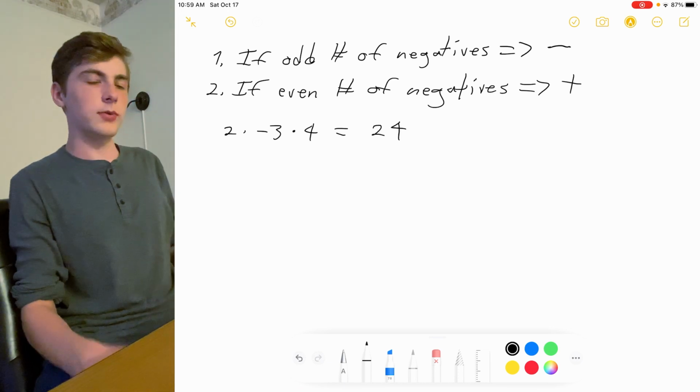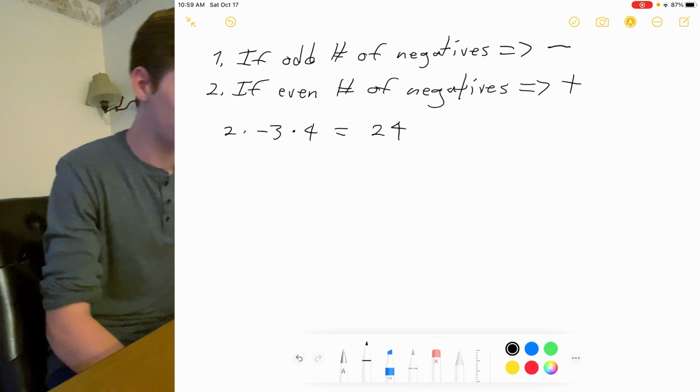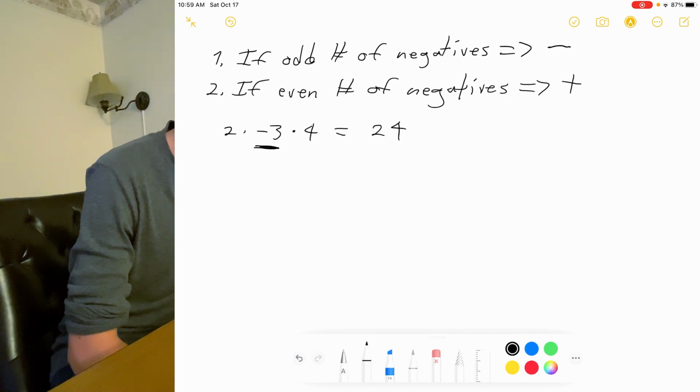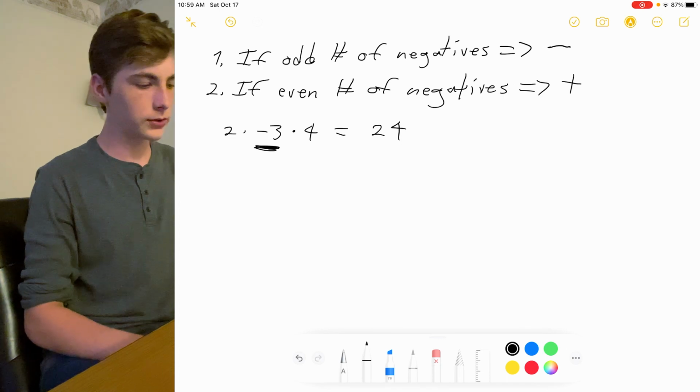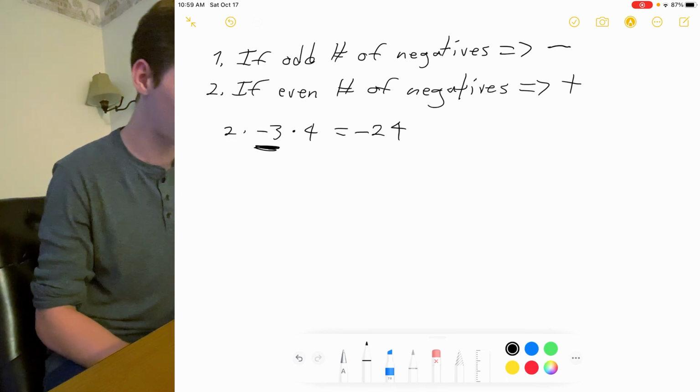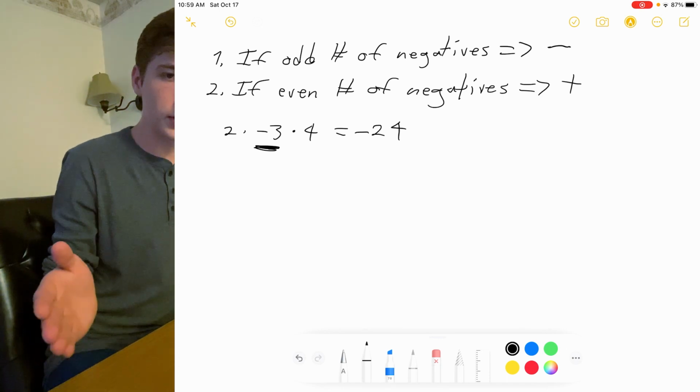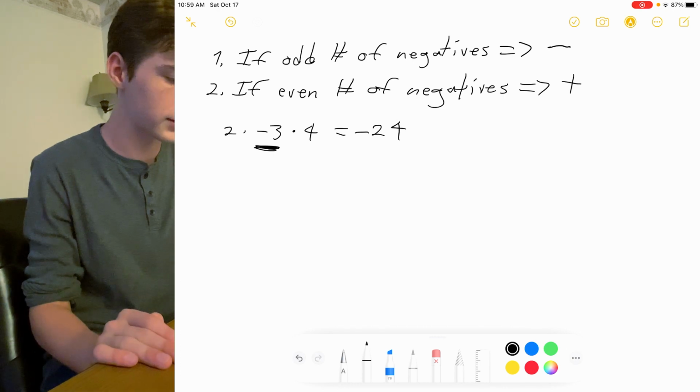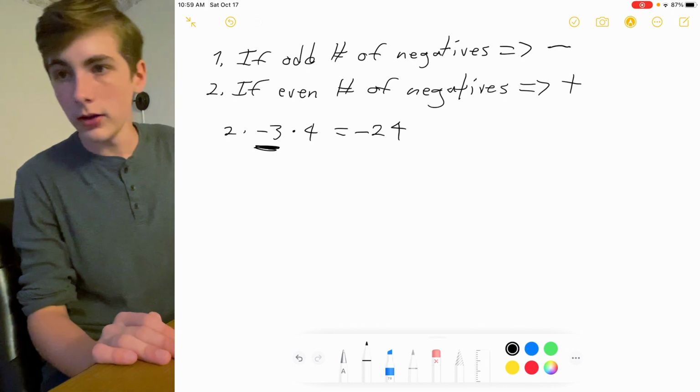And now we say, okay, do we have an odd or even number of negatives? Well, we have just this one negative here, right? 1 is an odd number, so the answer is going to be negative. Why? Nothing canceled out that negative number, right? He was just on his own. Okay, what if we did more?